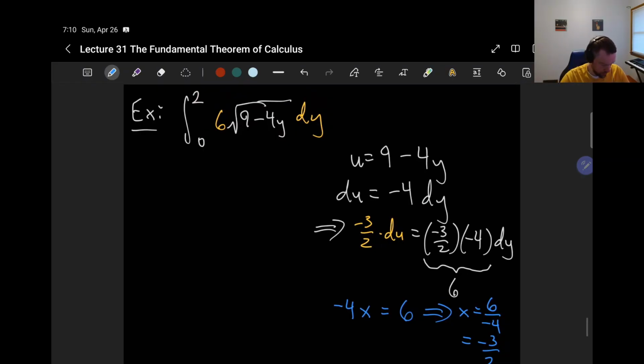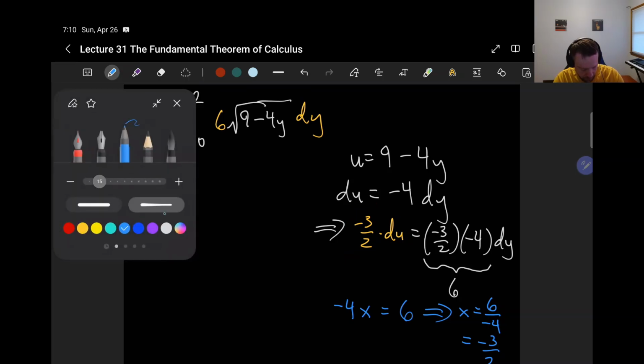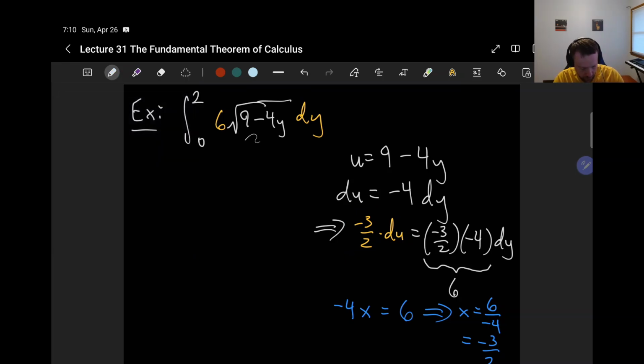Great. So we're just about ready. That 6 dy becomes negative 3 halves du, and this will become the square root of u. That's not too bad. I just have to remember to change my limits of integration to reflect the new variable u, because right now those are y values.